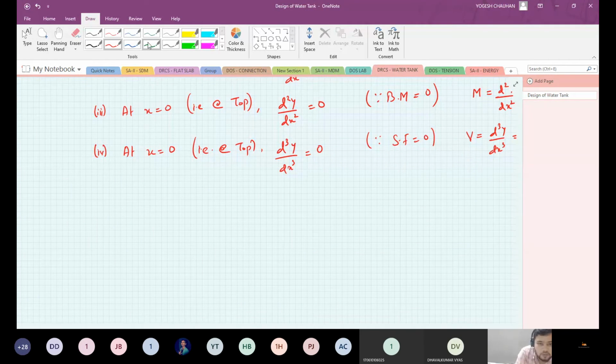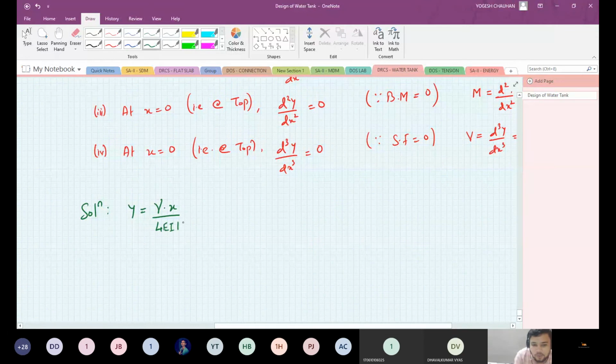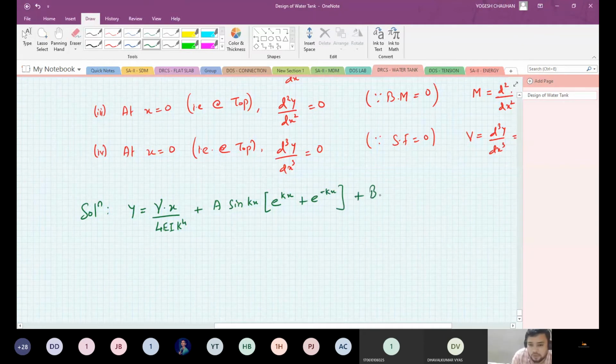So your solution now becomes y is equal to gamma times x divided by 4 EI k to the power 4 plus A sin kx (e to the power kx plus e to the power minus kx) plus B cos kx (e to the power kx plus e to the power minus kx) minus 2A e to the power minus kx cos kx.